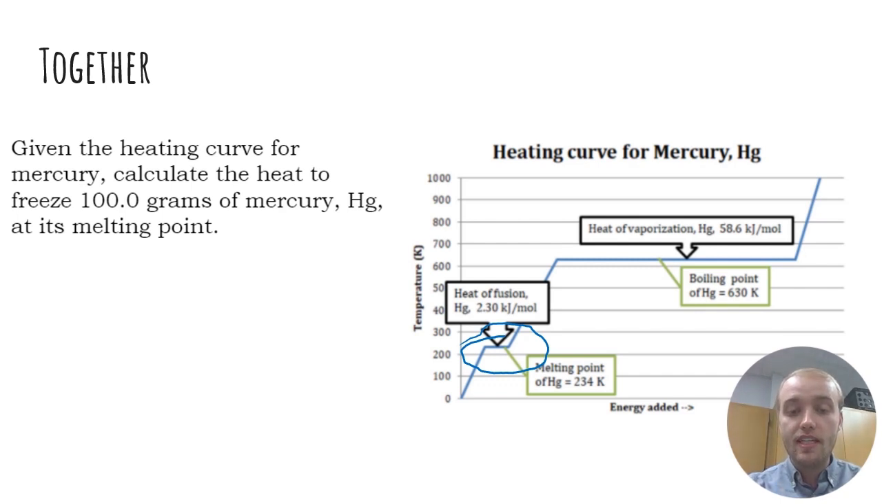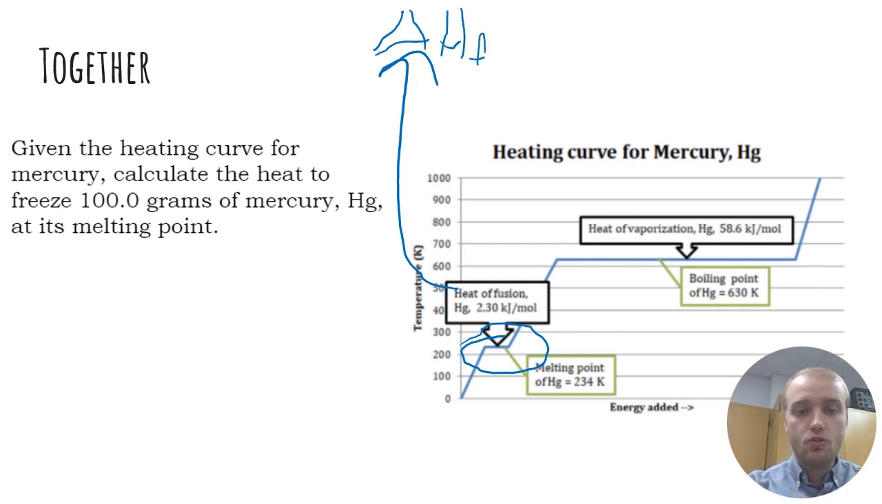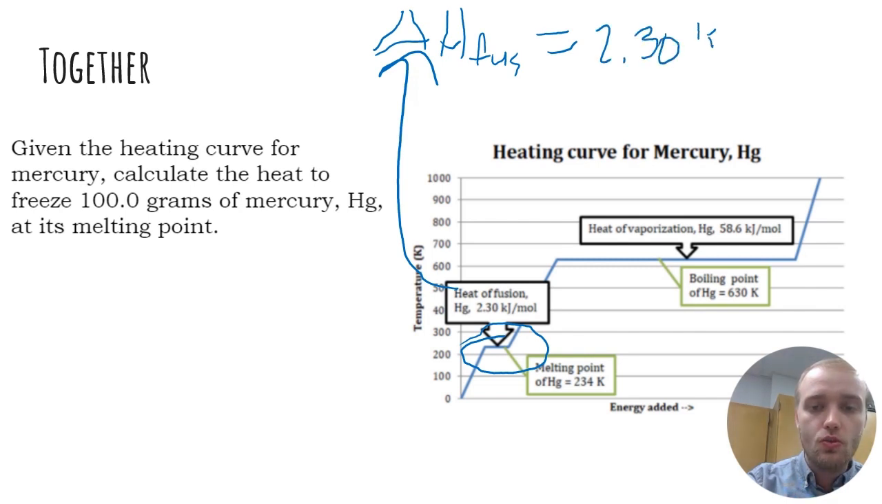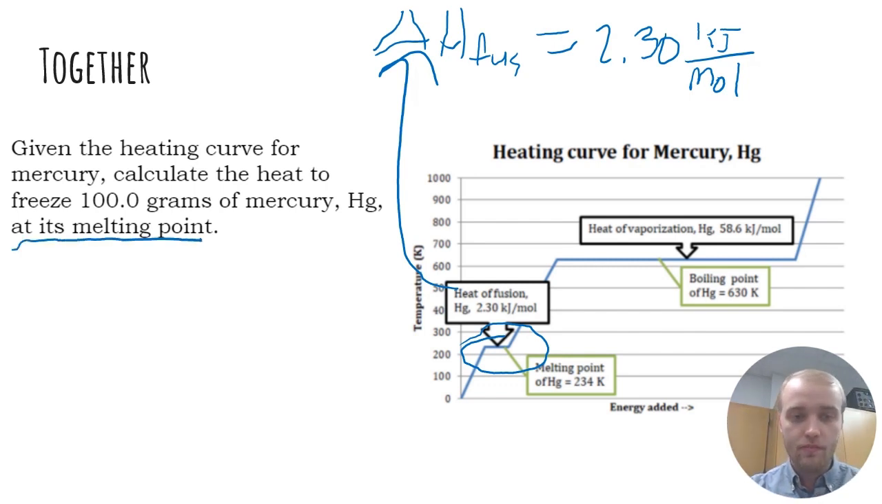And what it tells me is the heat of fusion, the delta H of fusion. That guy right there is equal to 2.30 kilojoules per mole. So that's the information I got so far. You are already at the melting point. How much energy is going to be required, or how much energy is going to be let off to freeze 100 grams of mercury? Well, something I want you to notice is that this is moles, which means I'm going to have to change the grams of mercury to moles of mercury to start off.